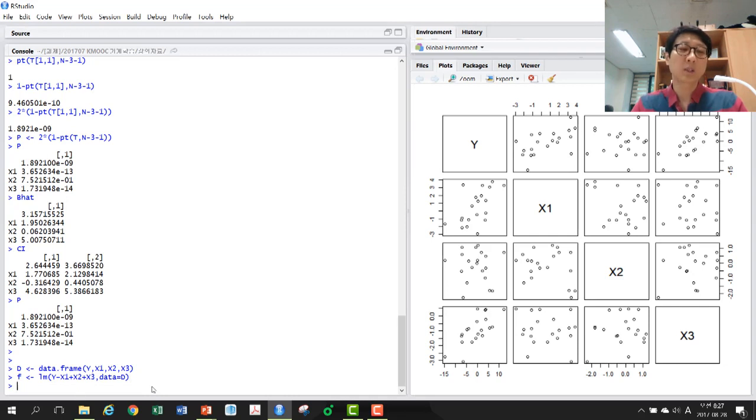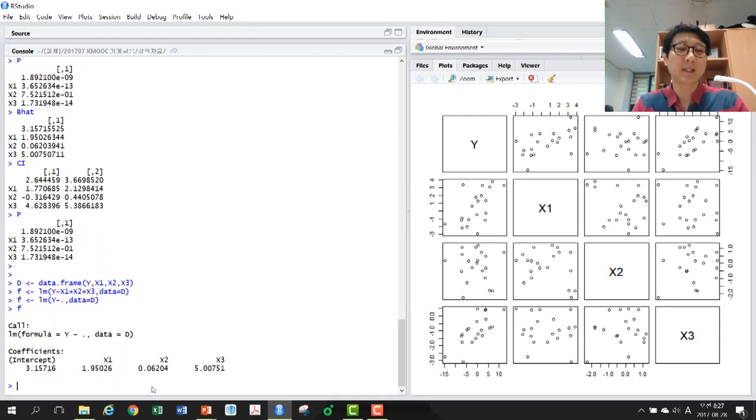Or simply you can use y tilde dot. That means in this data d, we have the 4 variables y, x1, x2, and x3. The dot means please model y with all other variables, in this case x1, x2, x3. So this command and the previous command are equivalent. Here, let's see f. It returns the coefficients, which are the same as the beta hat we calculated for x1, x2, and x3. Okay, so this is simple.